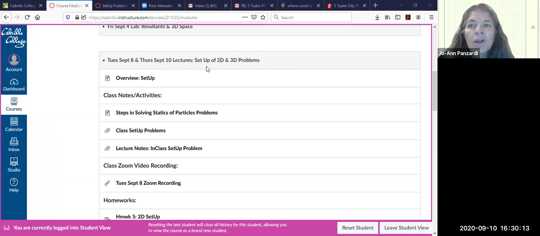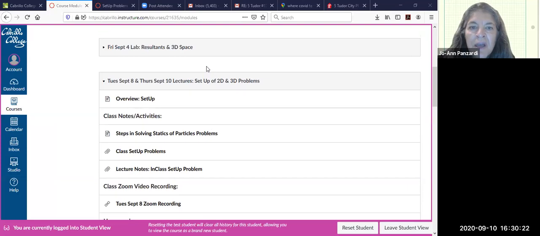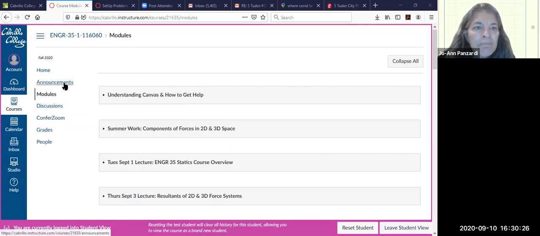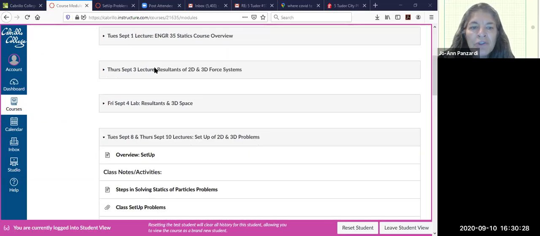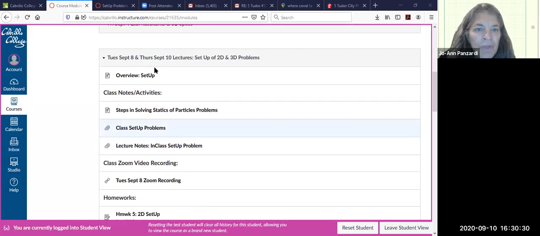Students started going through the whole statics analysis because the problems I'm beginning to do are ones that you may have seen, at least the 2D ones in physics. But I only want you to do the setup. That's why I wrote an announcement. I just want you to do the setup, so I'm just going to go over that.